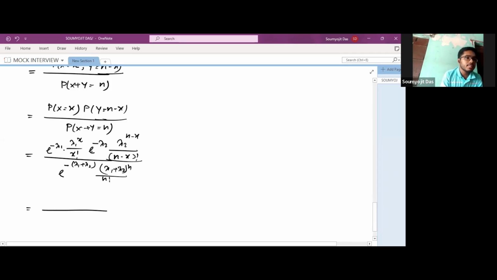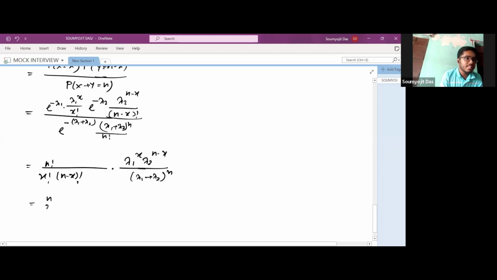So now e to the power minus lambda 1 and minus lambda 2 will cancel out from both numerator and denominator, and we will be left with n factorial in the numerator, n factorial by x factorial into n minus x factorial. And here we will have lambda 1 to the power x into lambda 2 to the power n minus x divided by (lambda 1 plus lambda 2) whole to the power n.